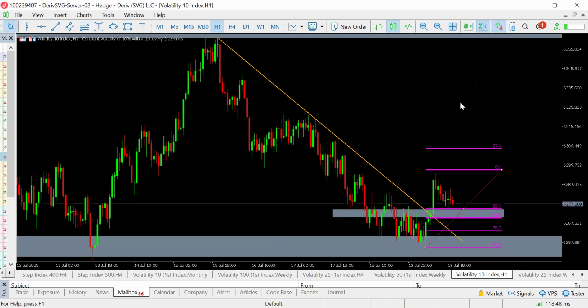So you've seen that we've been able to analyze this index beautifully, starting all the way from the monthly time frame. Now we're on the 1 hour time frame, where we can expect to take entries to buy this particular asset.